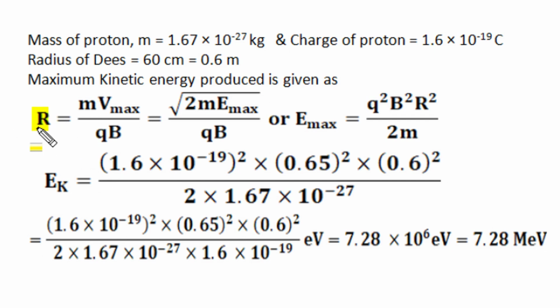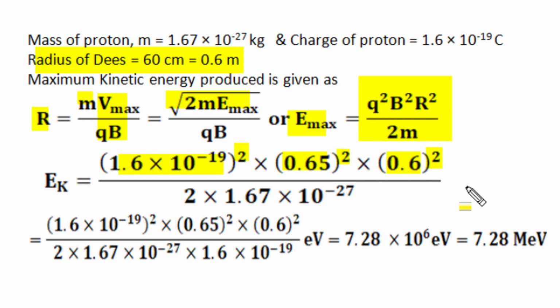In circular motion, the radius of the circular path has the relation mv upon qB, and for maximum velocity, the particle should describe the path of maximum radius equal to the radius of D, 60 centimeter or 0.6 meter. When we convert momentum into energy, as momentum mv is equal to root 2mE, the relation of energy becomes q square B square r square upon 2m. For proton, charge is 1.6 into 10 to the power minus 19, and it is squared for the q square relation. The working magnetic field in this case for 10 megahertz frequency of circular motion is 0.65 Tesla, that again squared, and the radius of cyclotron D is 0.6 meter, that also gets squared.